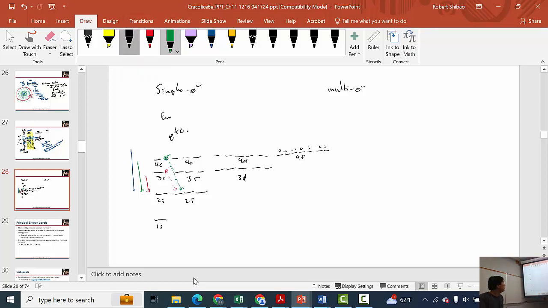However, for multi-electron atoms, it's a little bit more complicated because the energy depends on n and l. So not only does it depend on the level, but it also depends on the shape. And this is because the electrons interfere with each other. And what happens is we end up with a pattern that looks like this, where the 2s and the 2p are no longer the same energy. The 2p has a slightly higher energy here. And then we have the 3s here, and the 3p have slightly higher energy here. But the 3d get bumped up.